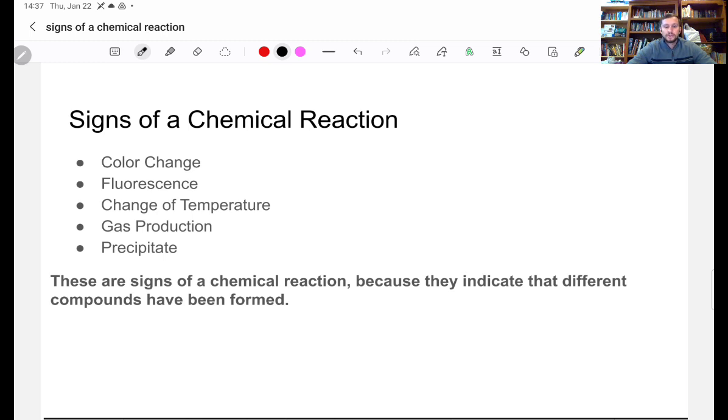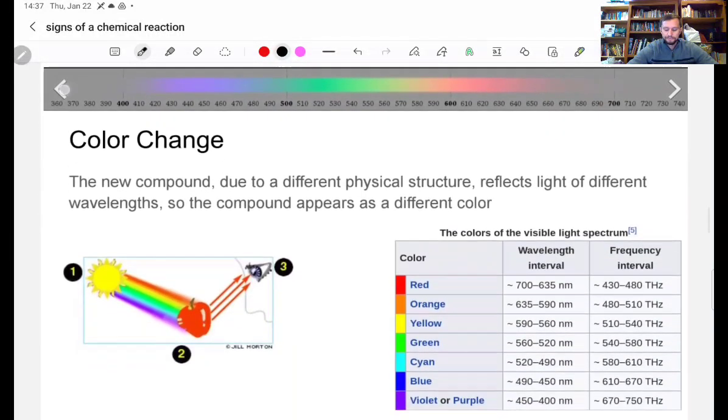These are signs of a chemical reaction because they indicate that different compounds have been formed than what we started with. So they're all signs that probably or maybe new chemical compounds have been formed than were there previously, which is evidence that a chemical reaction occurred. The first one is color change.